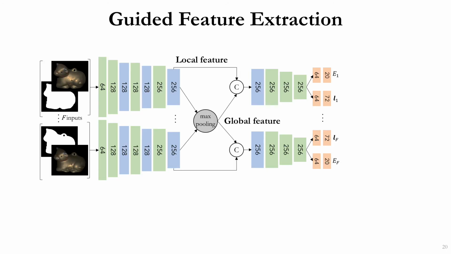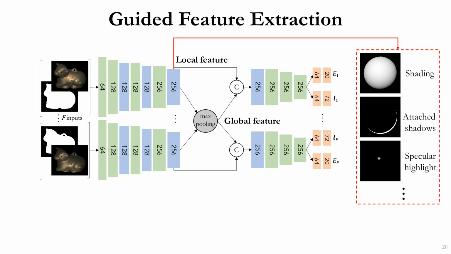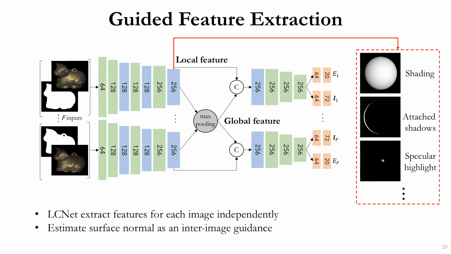We now introduce our motivation for the proposed guided calibration network. We know that LCNet tries to extract information like shading, shadow, and specular highlight for each image. However, these information are determined by the surface normal and light directions. It is therefore suboptimal to extract them for each image independently. We propose to first estimate surface normal as an inter-image guidance for feature extraction.